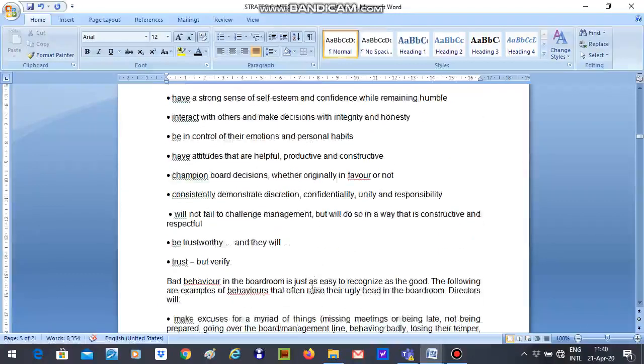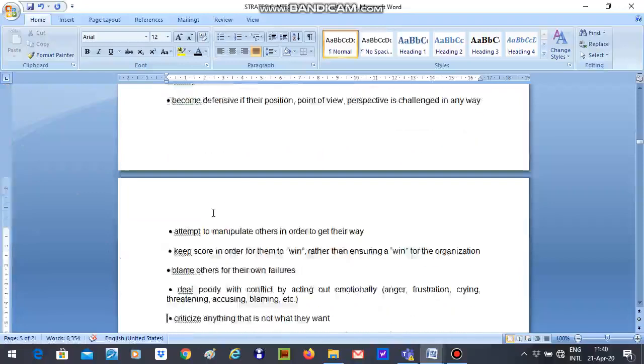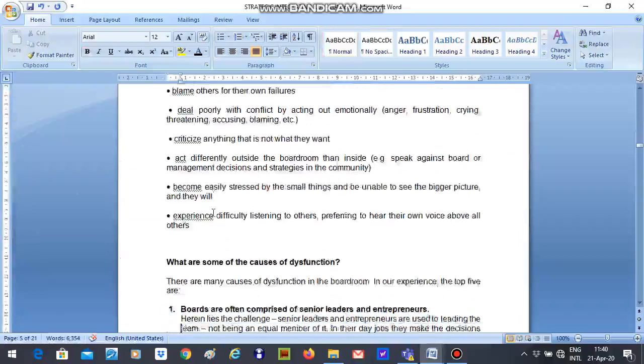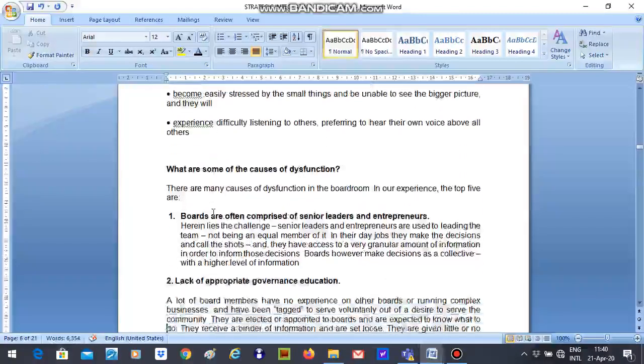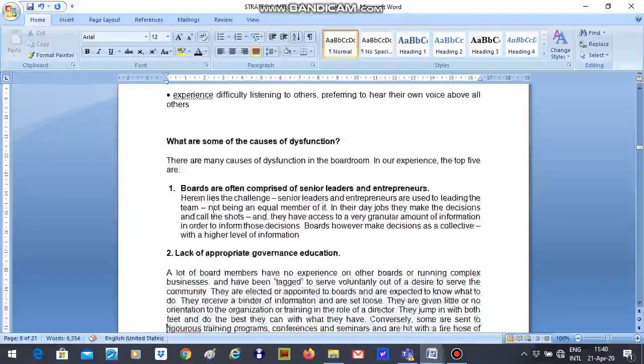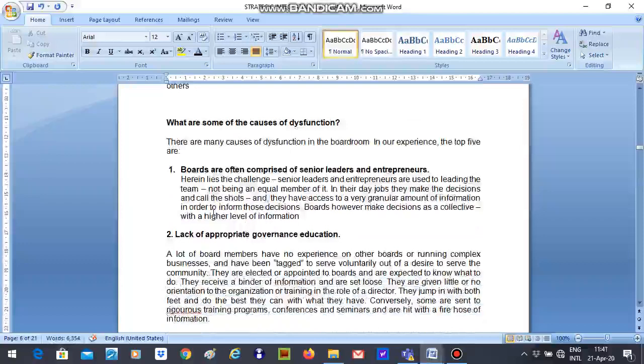Now, what are the symptoms of good and bad boardroom behavior? They are here, a lot of them. Look at the bullets, so many of them, and you can see that it's self-explanatory. Students, pay attention to these points and read them. Then causes of dysfunction.